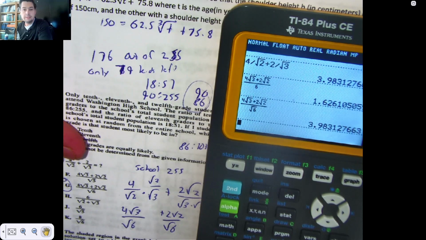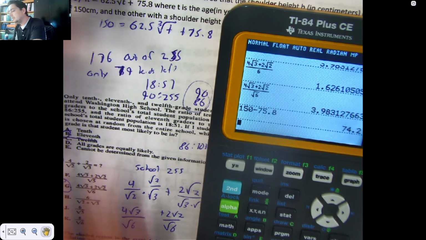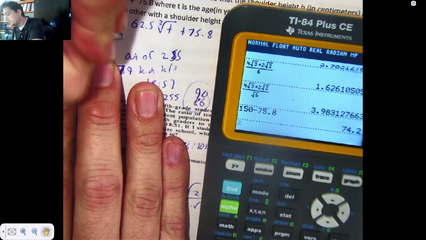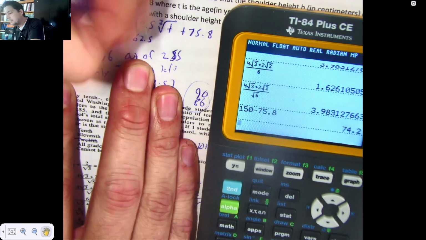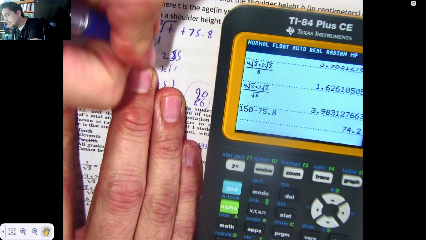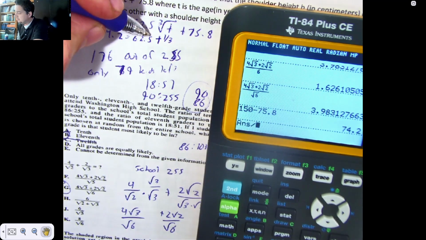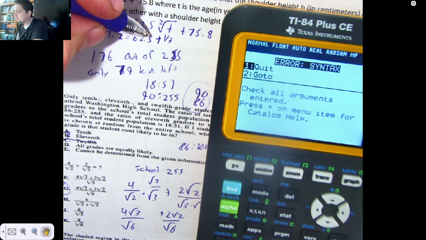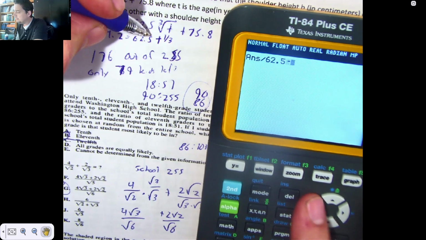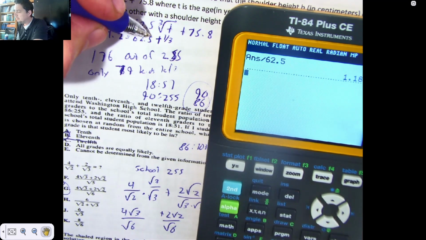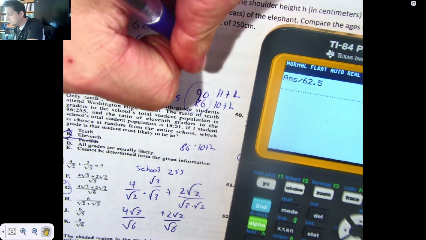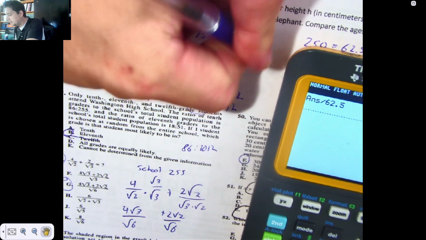So anyways, we got 150 minus 75.8, which should be 74.2, but who knows? 74.2 is 62.5 cube root of t. I'm going to rewrite this as t to the 1/3 power. Then I'm going to divide by the 62.5. Oops, syntax error. And I get that 1.1872 is t to the 1/3 power.